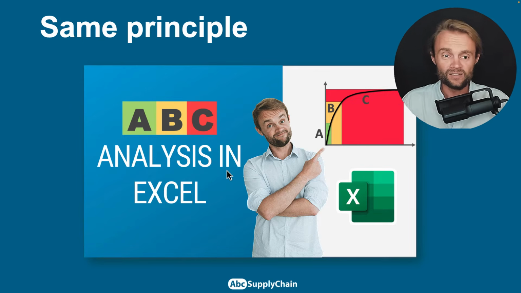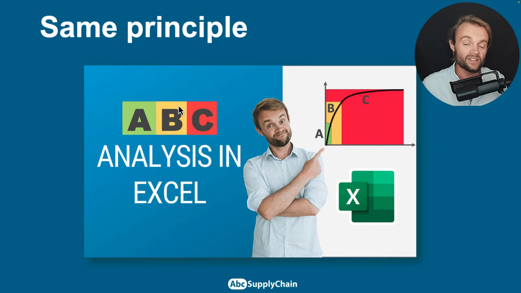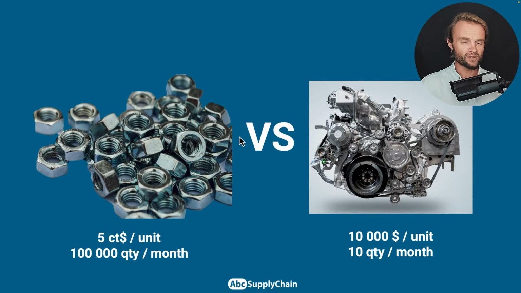And I would say this is the same principle as the ABC analysis. So I recommend that you check my video if you have not already. But my answer will be, if you are selling very cheap products like this one on the left, that costs 5 cents per unit, and you are selling a lot of quantity per month, versus selling this super fancy engine that costs $10,000 per unit and you only sell 10 a month, if you track your accuracy per quantity, you won't see any impact on the error and mistakes on these products.